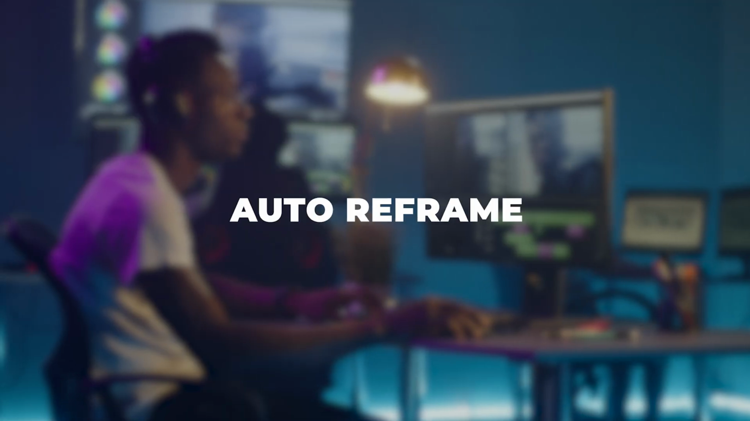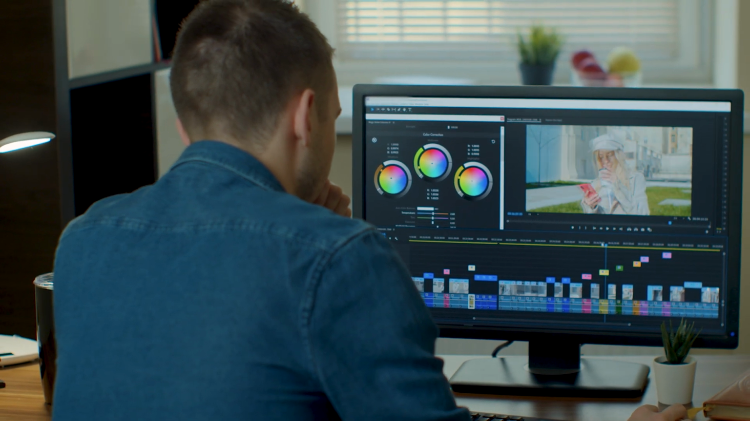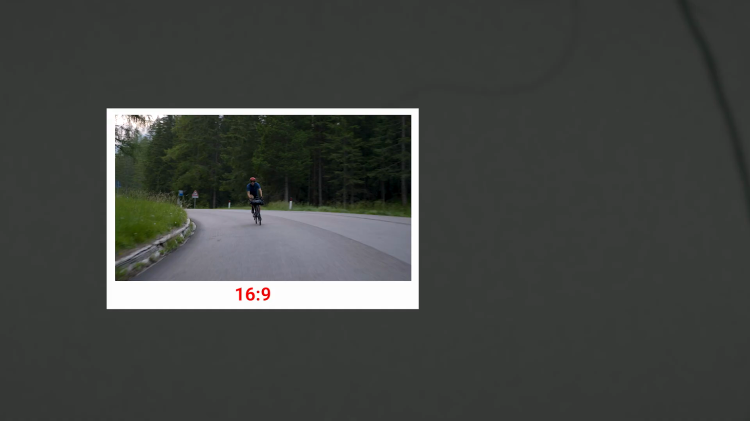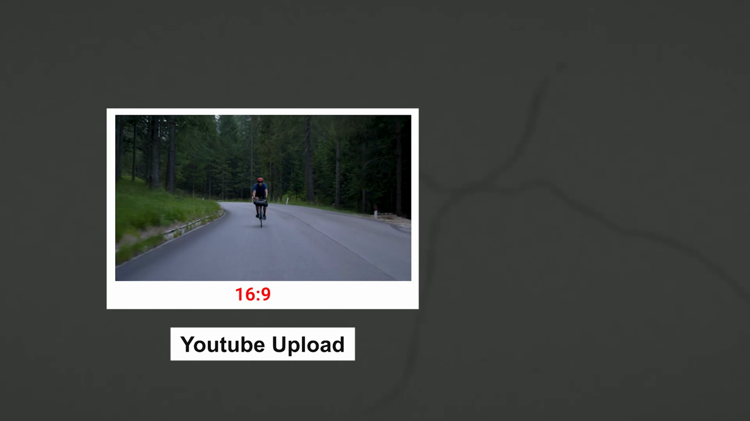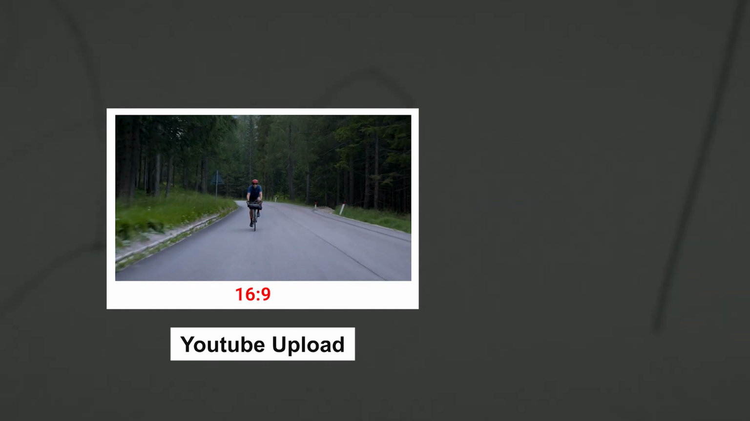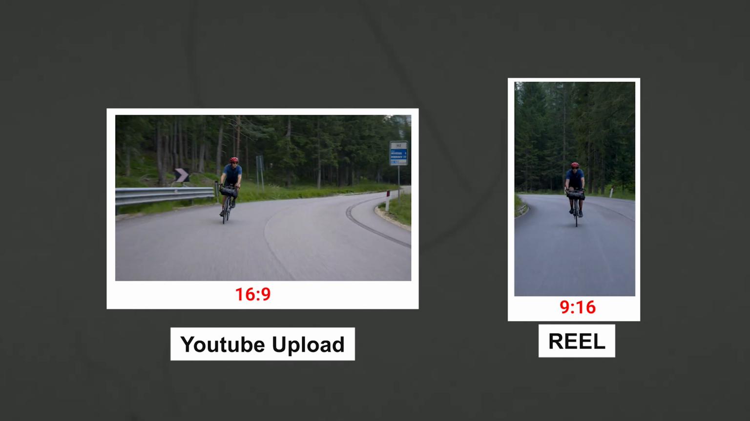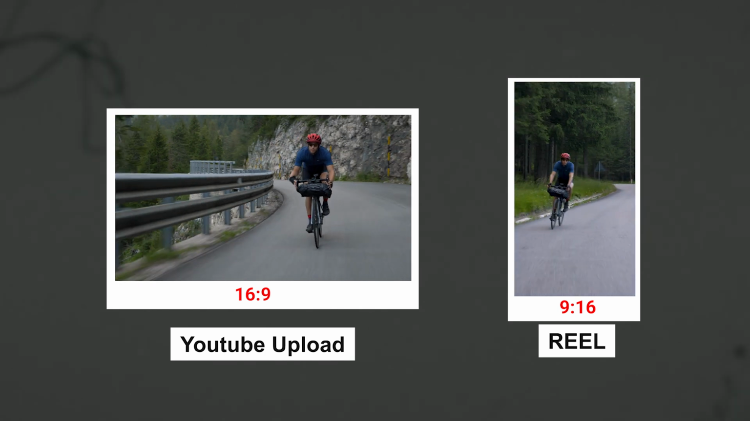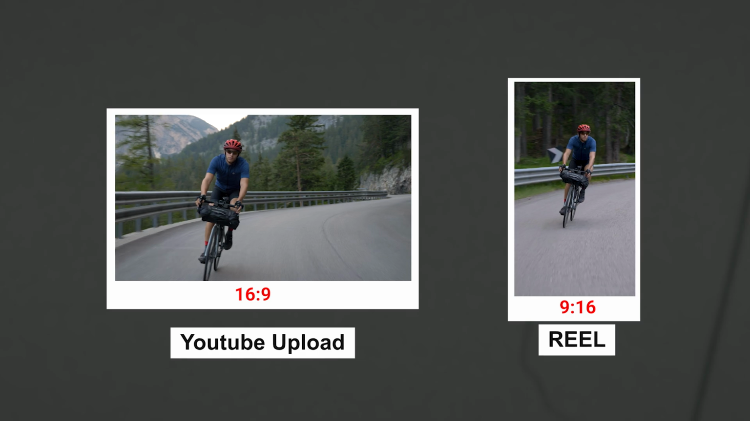The second one is Auto Reframe in Premiere Pro. This Premiere Pro Auto Reframe feature automatically converts an existing sequence or video clips into different aspect ratios. For example, you make this video for YouTube upload, so its aspect ratio is 16:9. Now you want to make an Instagram or Facebook reel from this video. But the reel video's aspect ratio is 9:16. So we create a new sequence with a 9:16 aspect ratio.